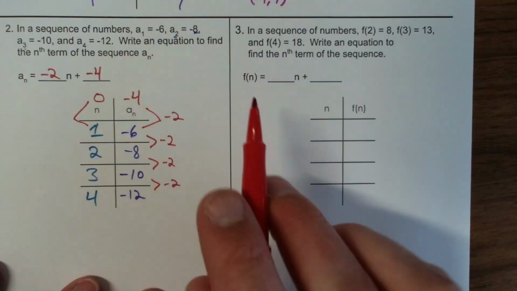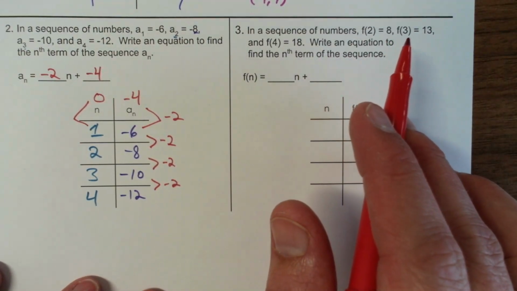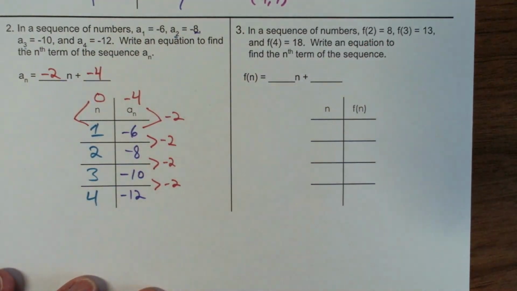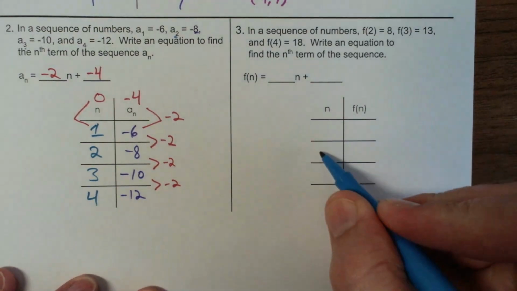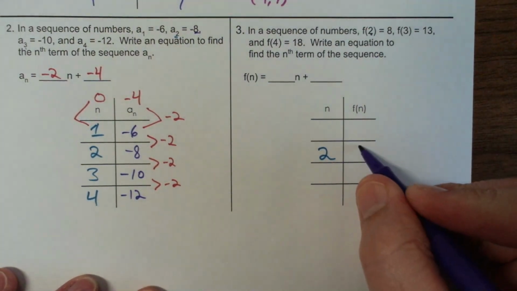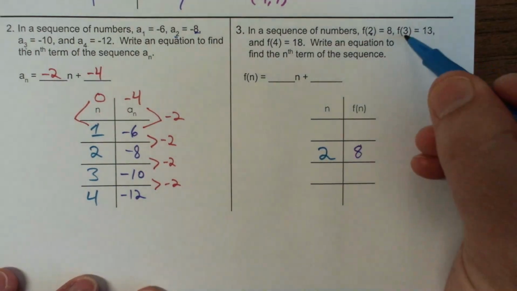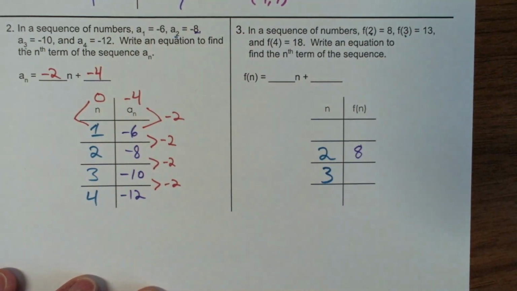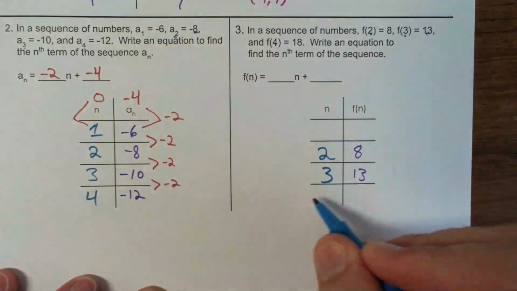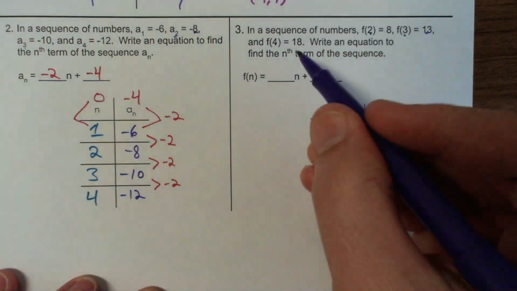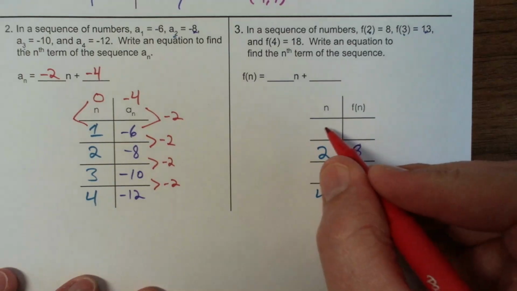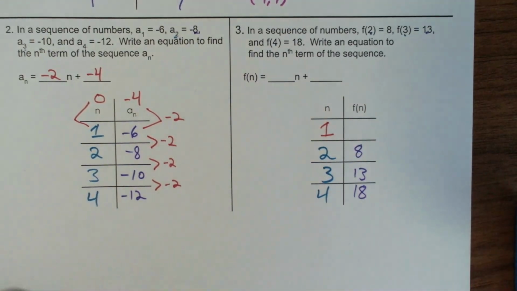This last one gives it to you in function notation, which is perfectly fine. It tells you f2 is 8. So I'm actually going to jump to this part right here: f2 and 8, f3 and 13, f4 and 18. Now I need to figure out what it is at the first term.